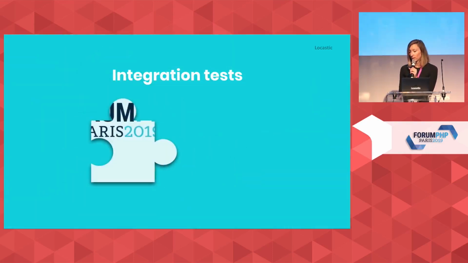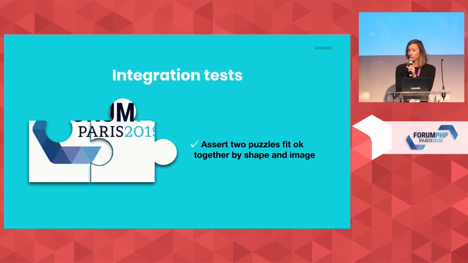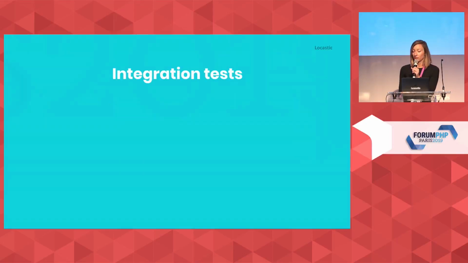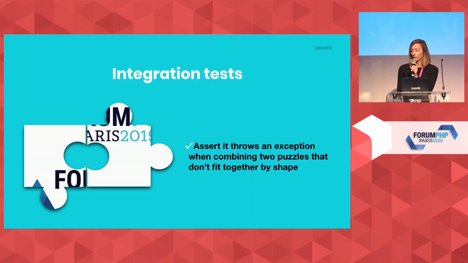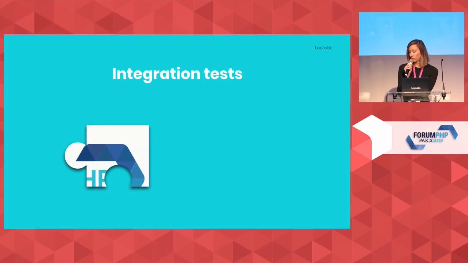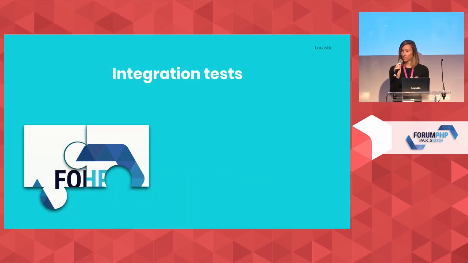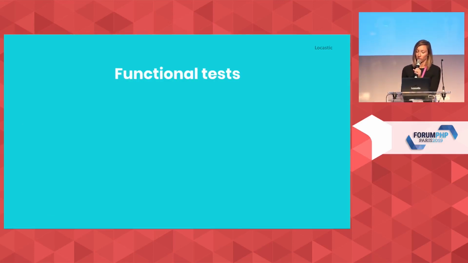So now let's go to the integration tests. We try to merge two puzzles that fit together, and we will assert that it actually returns an OK response. But now we should check what happens if we try to merge puzzles that don't fit by shape. And we need to assert that an exception is thrown if we send something like this. Now that we know that our program works for the error of different shape, we also have the case when our shape fits, but our image doesn't fit. So we also need to make a test for that, and assert that it also throws an exception. And now that we have covered all validation in unit tests, we are ready to go to the functional test.